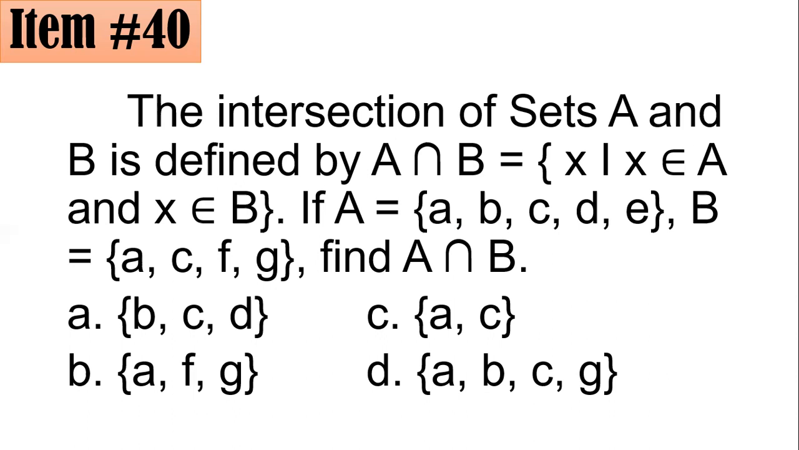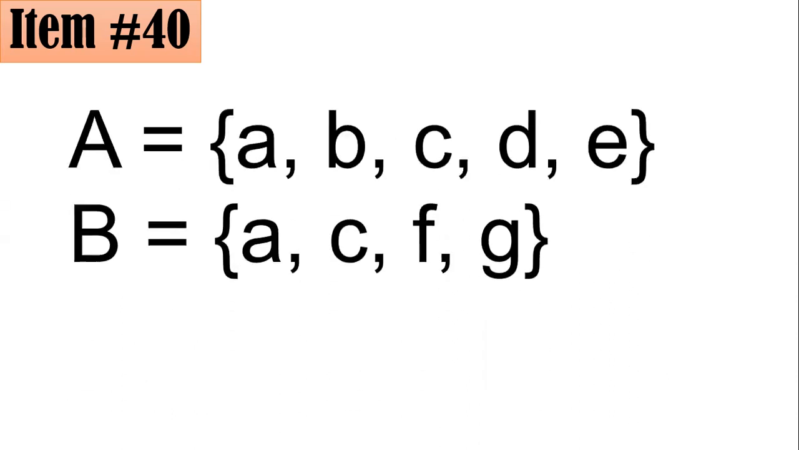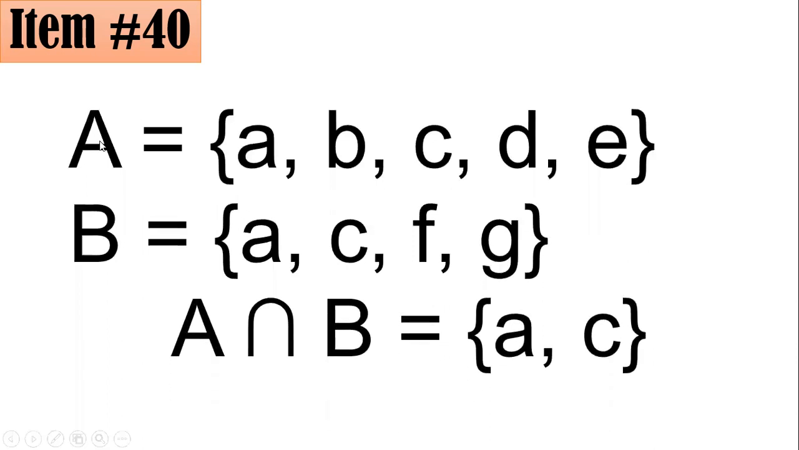Now, from this one, when we speak about intersection, it's all about the common elements. And we could see that A and B have two common elements, namely a and c respectively. The rest were not common to both of them. Hence, A intersection B is the set containing a and c. C is correct. I hope you got it too.